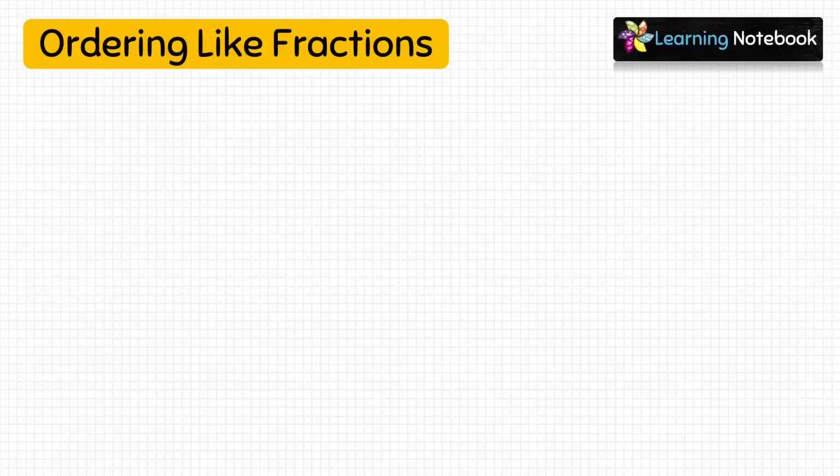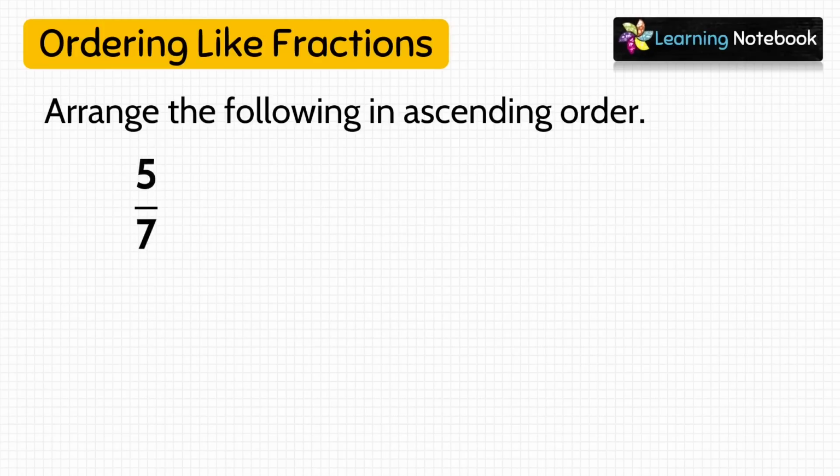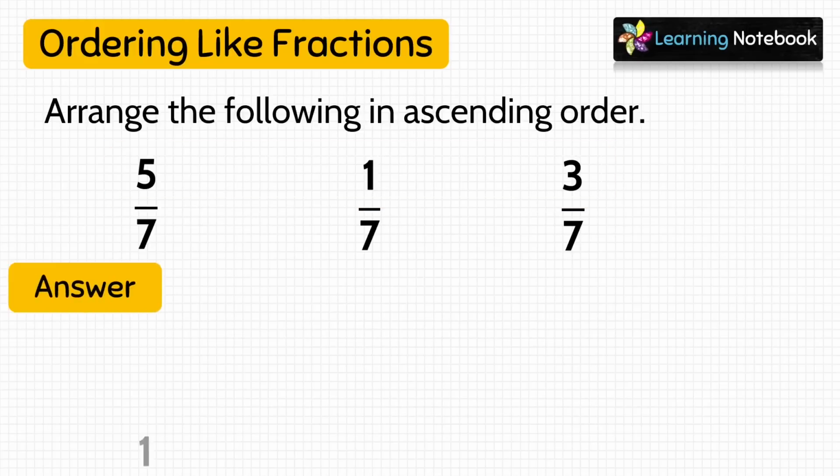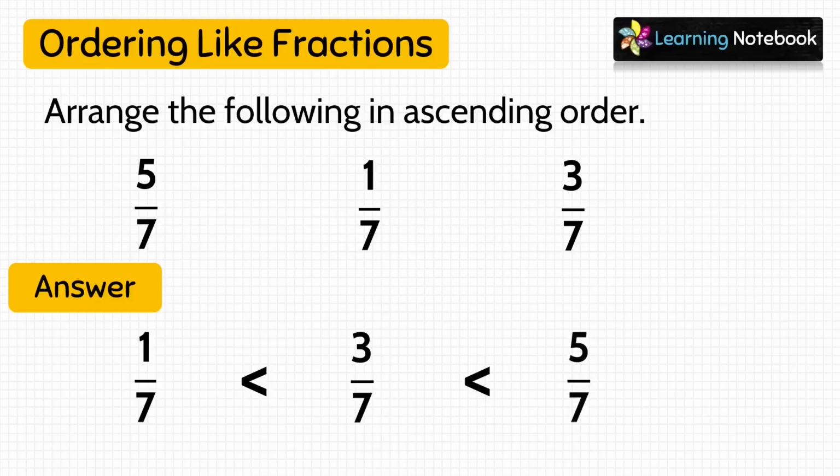Now, see how to order like fractions. Arrange the following in ascending order. So, we are given 3 like fractions, 5 by 7, 1 by 7 and 3 by 7. And we have to arrange them in ascending order. Here, the smallest numerator is 1. So, the smallest fraction is 1 by 7. Next is 3 by 7 and then we have 5 by 7. So, now I am sure you must have understood how to compare like fractions and how to order like fractions.